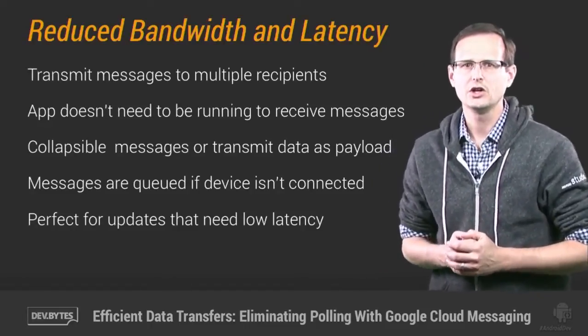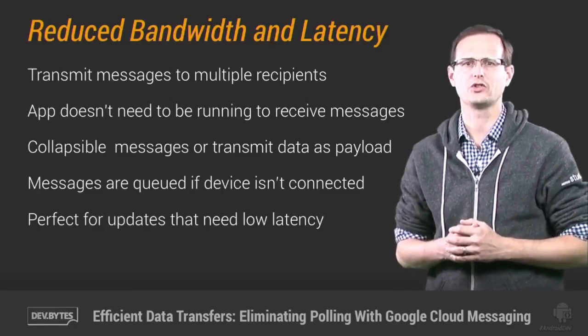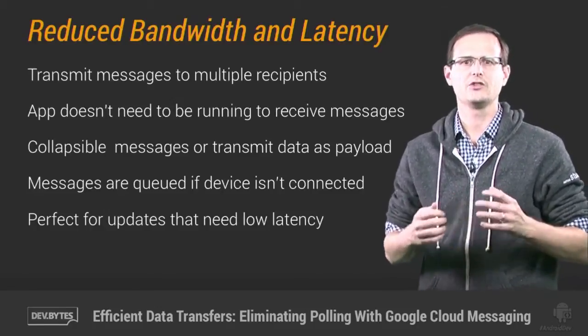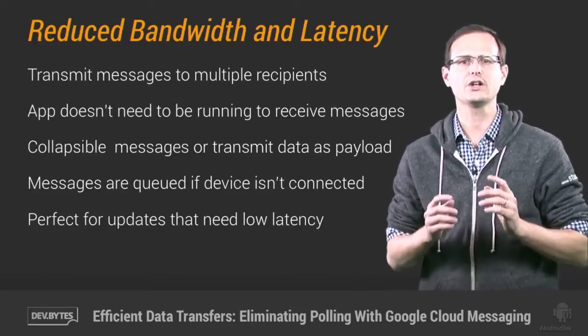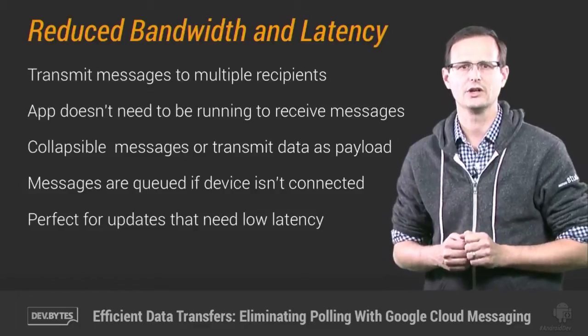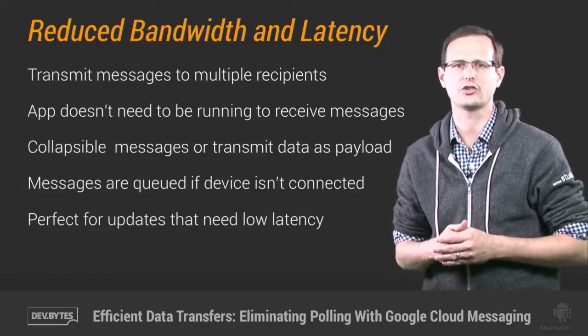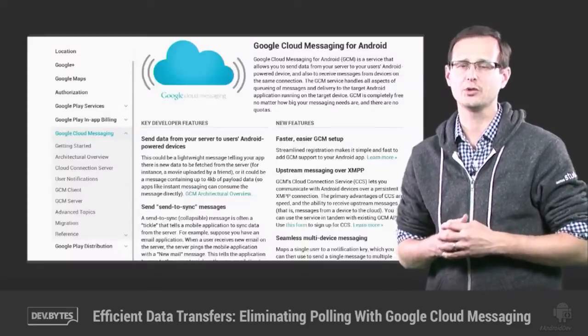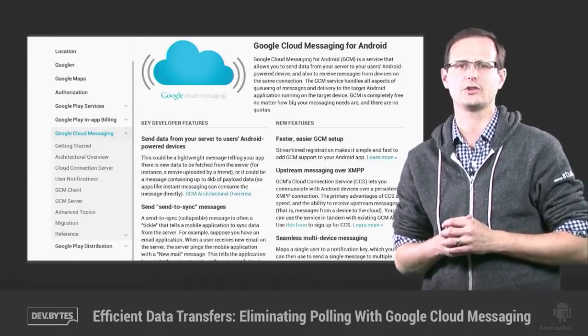Once configured, you can transmit messages to a specific app installation or multicast messages to multiple recipients. These messages can be simple tickles notifying your app that there is new data ready to download, or they can include the new data within the message payload. In this DevByte, I focus on how to use Google Cloud Messaging to perform more efficient data transfers. The details for setting up your GCM client and server are detailed comprehensively in the documentation.